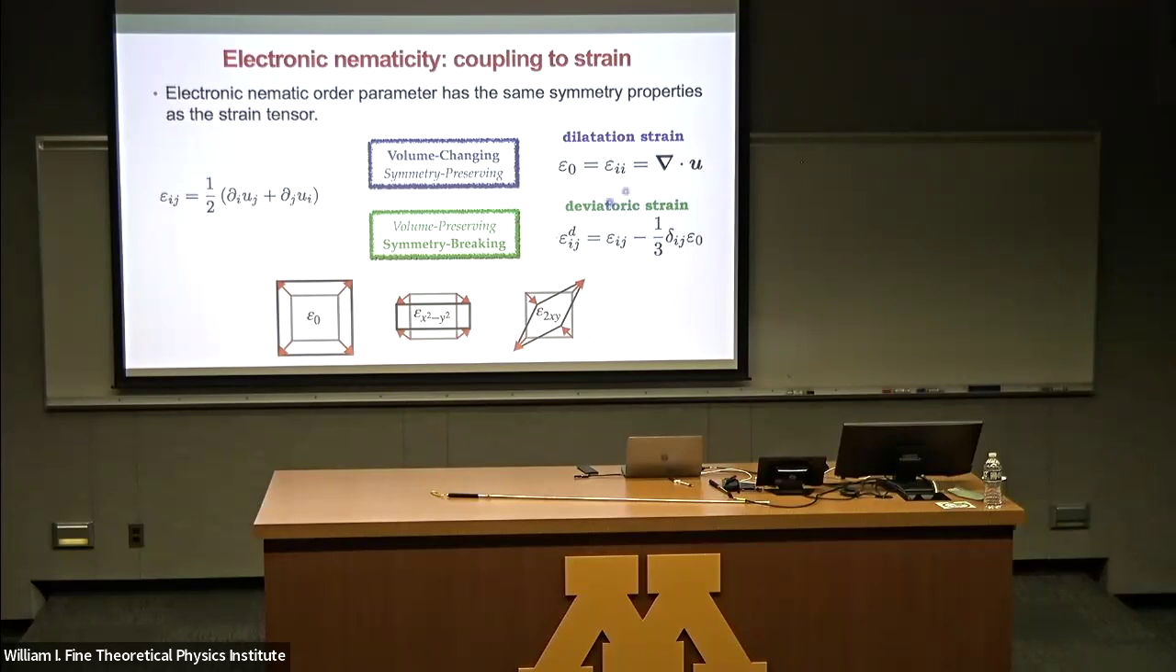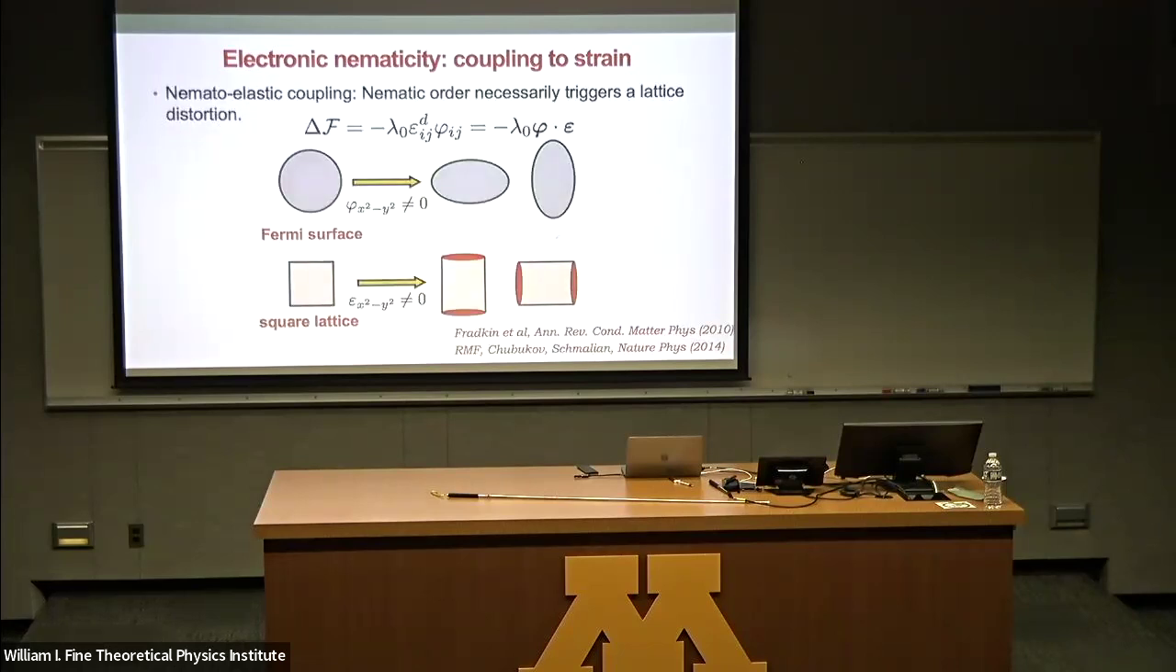And the one that is essentially the trace of this tensor is called dilatation. It's just a volume change that preserves symmetry. Okay, so here I'm showing the 3 modes that you get in 2 dimensions: an area change, or 2 area-preserving distortions that break the symmetry. Okay?